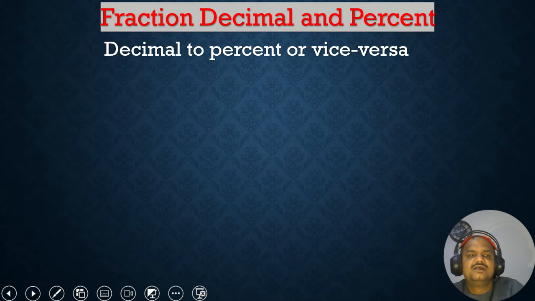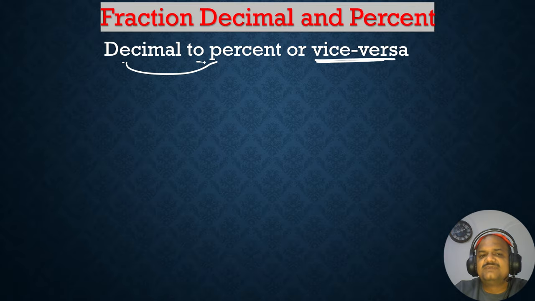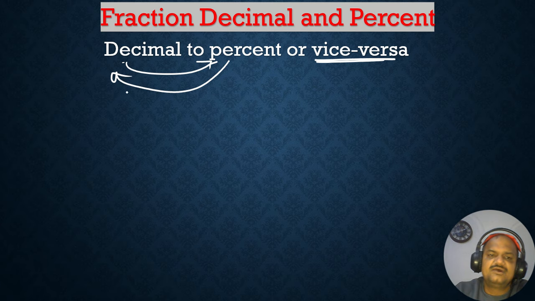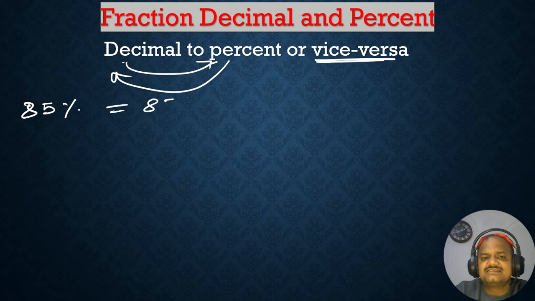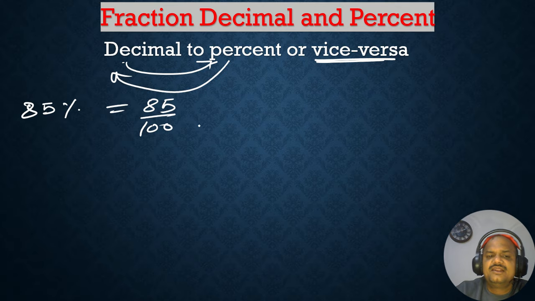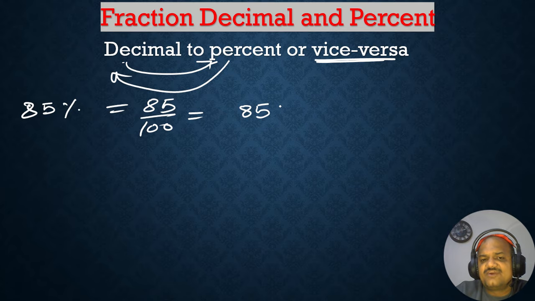Okay. Now, decimal to percent or vice versa. Vice versa means decimal to percent and percent to decimal. Okay. Now, let's talk about this. If you have 85%, so 85% can be written as 85 over 100. Now you see in the denominator how many zeros do you see? 2 zeros. So first you write the numerator as it is and now start from the right, and after two numbers you put the decimal point. So 1 and 2. So you will write here 0.85.